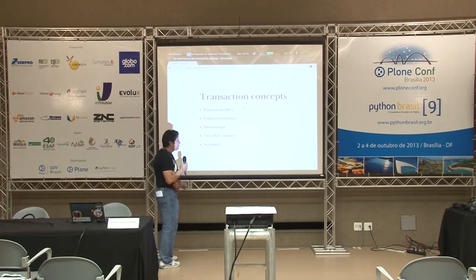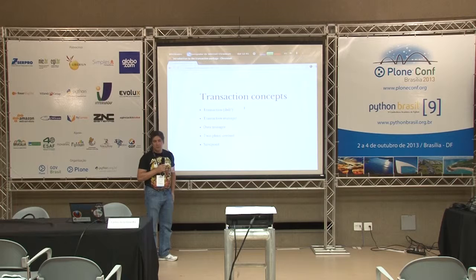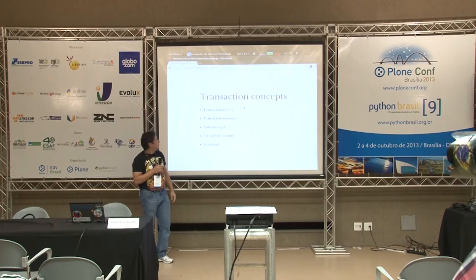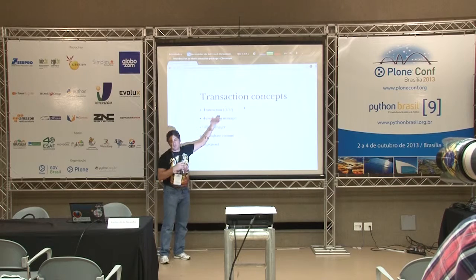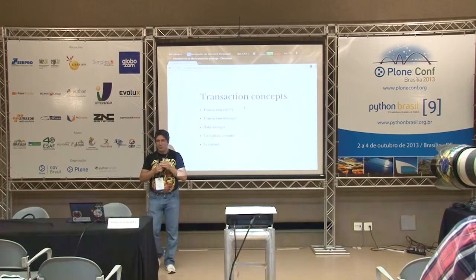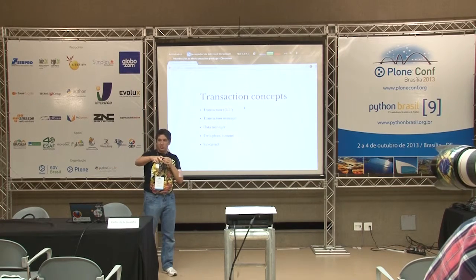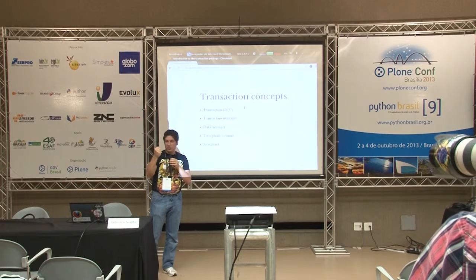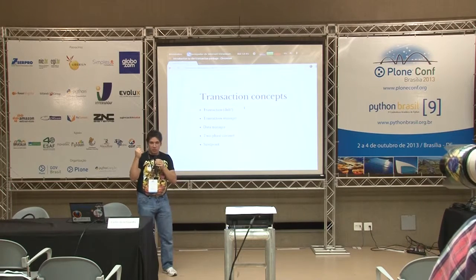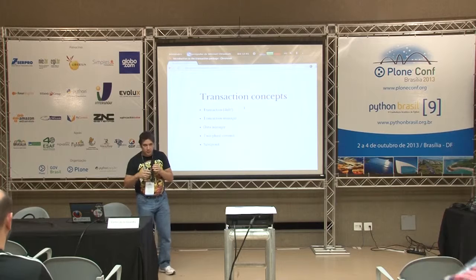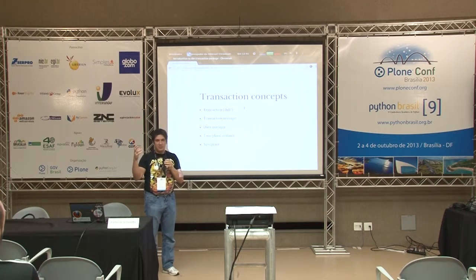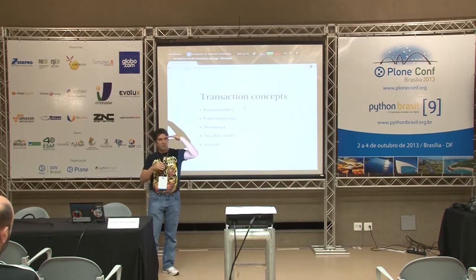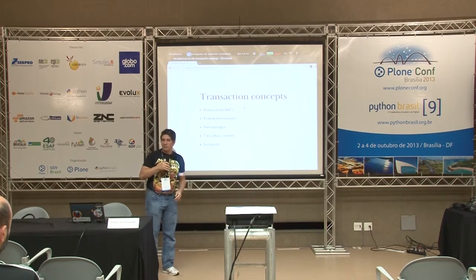So to understand how transactions work in Plone, you need to understand a few concepts. First, of course, transactions. Transactions means that there are some changes done to the database, and it's an atomic thing that is done and is kept track of, so that in the case of Plone you can take it back, and you can log any changes that have been happening.